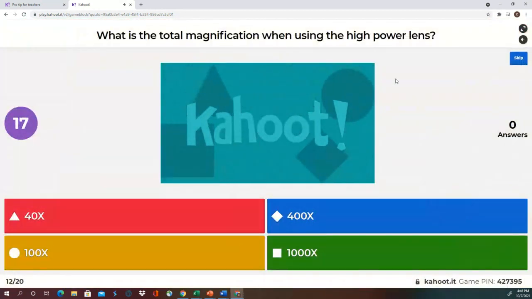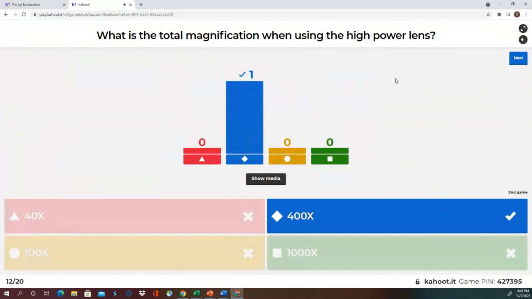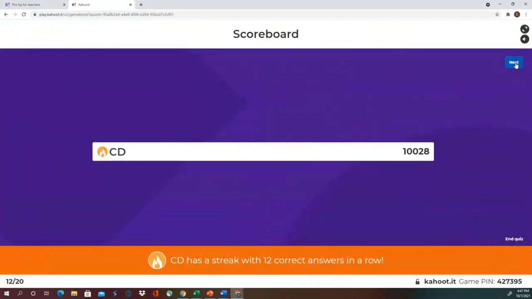So here's where I'm testing. A, do you know how to find total magnification? And B, do you know what the high power lens is? So high power lens is 40x. Multiply that by the 10x ocular. 40 times 10 is 400.